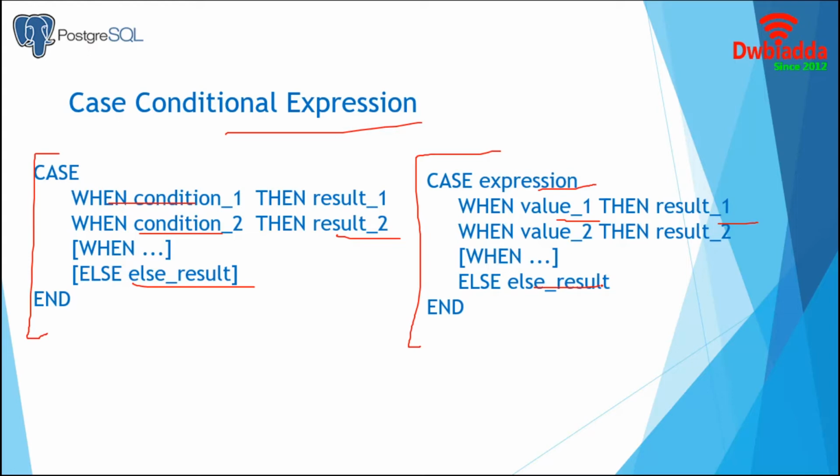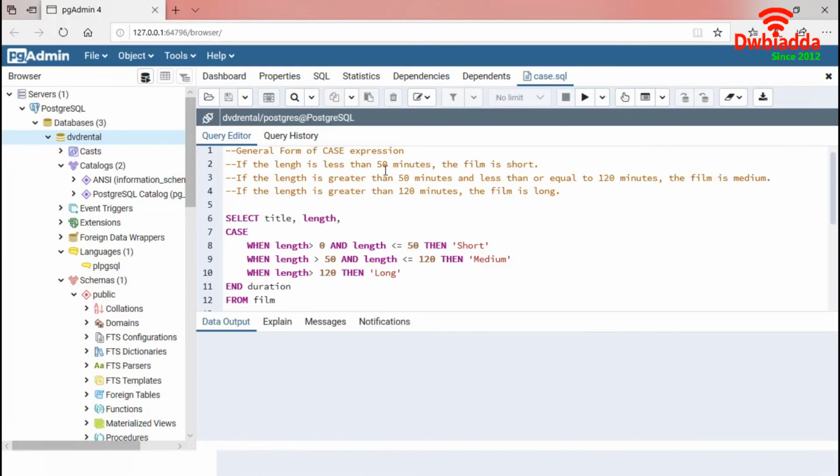Now we will go to pgAdmin and work with examples of case expression. We are starting with general form. We have a film table that contains film detail. Suppose we want to label the films by their length.